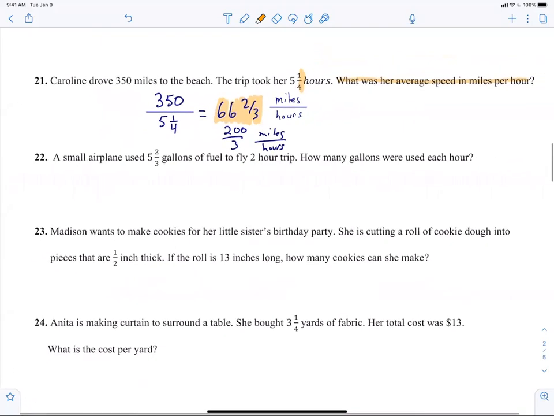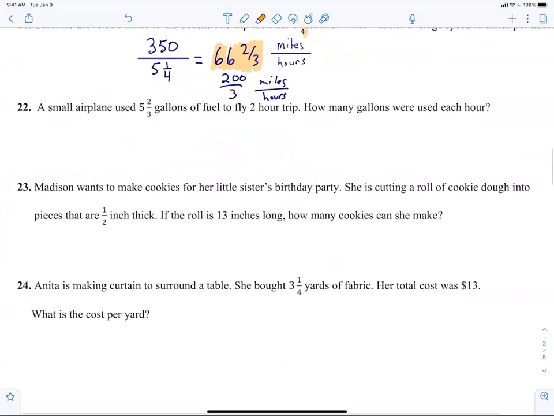Now I'd like number 22. I would like Max, I think, is up. Read 22, Max. A small airplane used 5 2/3 gallons of fuel to fly a 2 hour trip. How many gallons would you use each hour? So what do I have to do with this? Divide 5 2/3 by 2. Now, again, I'm trying to stress, it's saying gallons per hour. So I need to take the number of gallons, which is 5 2/3, and then divide it by 2, and tell me what that answer is, please.